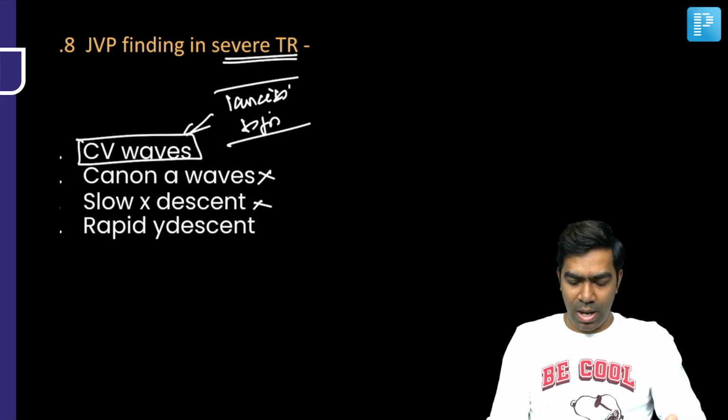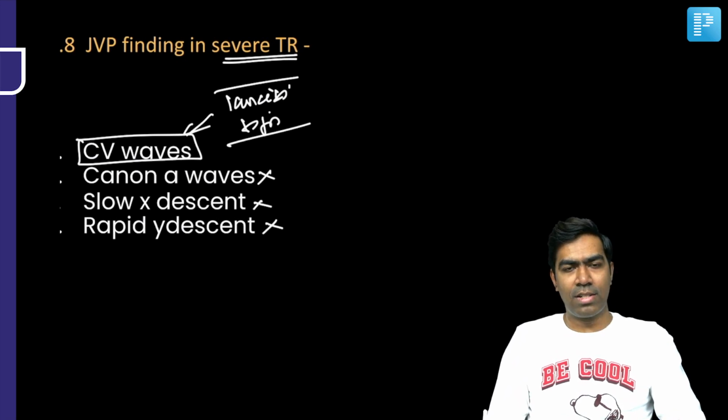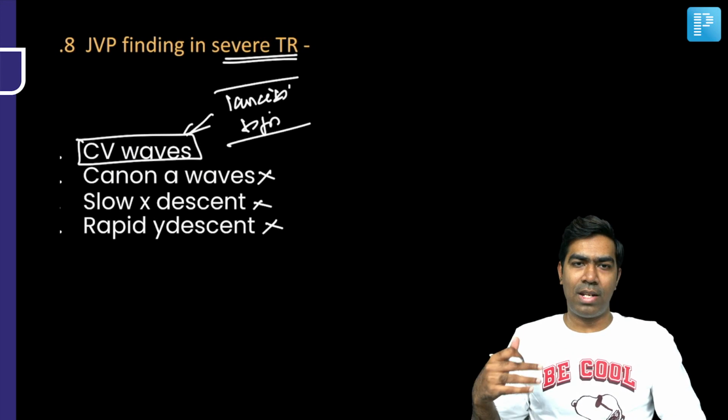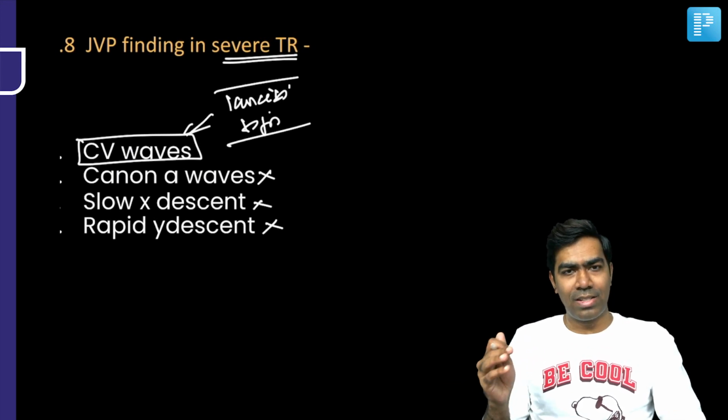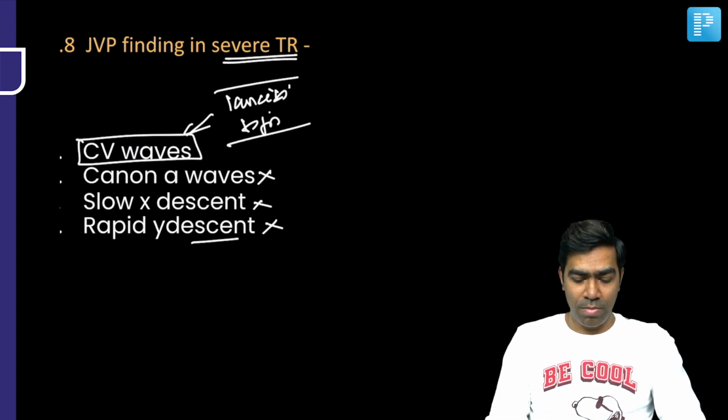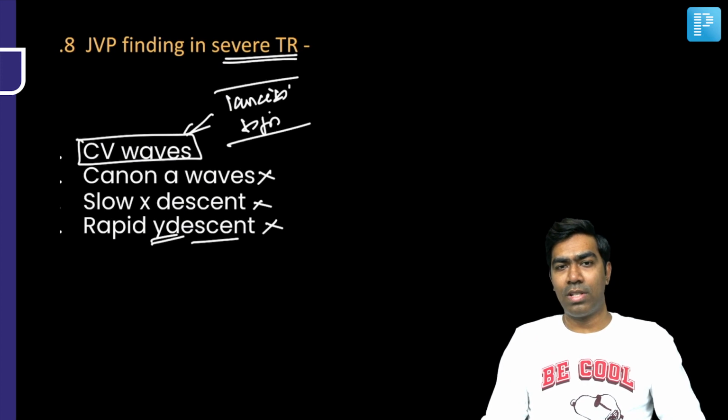And what about rapid Y descent? You're going to see it in conditions like constrictive pericarditis again. So when it comes to rapid Y descent, because in tamponade you see more of a rapid X descent rather than a rapid Y descent. So prominent X descent and prominent and rapid Y descent can be seen in patients with constrictive pericarditis. Especially in constrictive pericarditis, this prominent Y descent is also referred to as Friedrich sign.